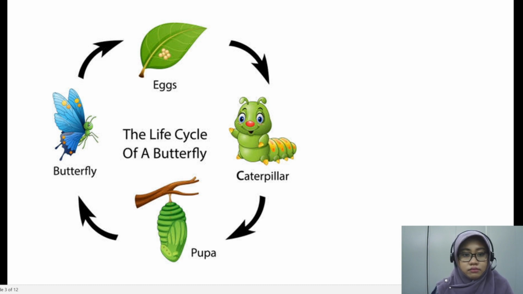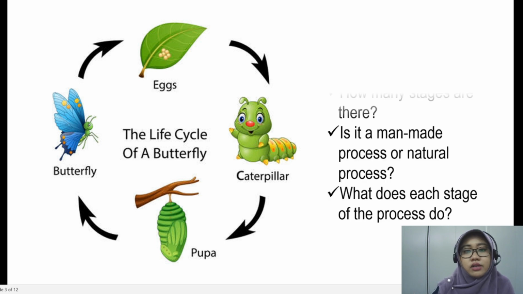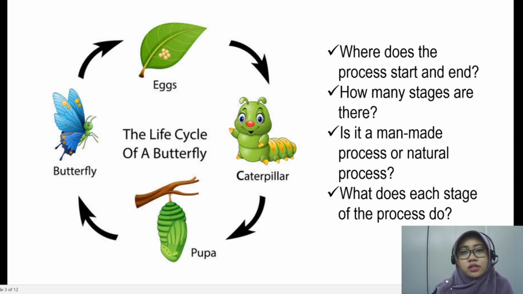You can look at how many stages are involved in this life cycle. You can look at where it starts and where it ends. You can use these sample questions to figure out the general information from this life cycle. First, where does the process start and end, and then how many stages are there? From this simple picture we can see there are around 4 stages.